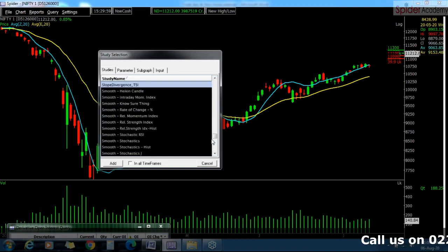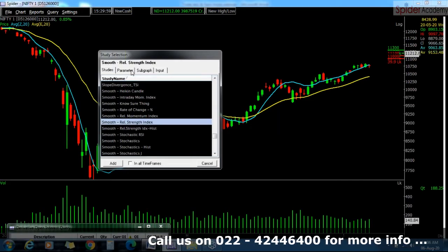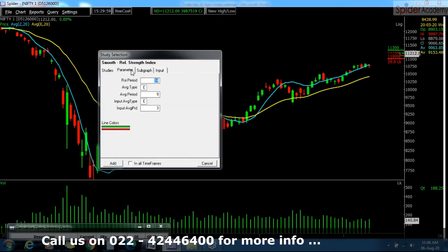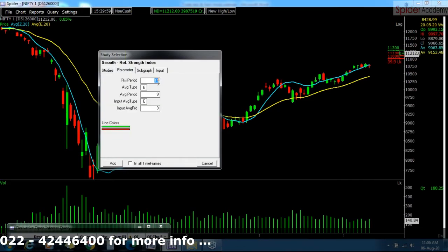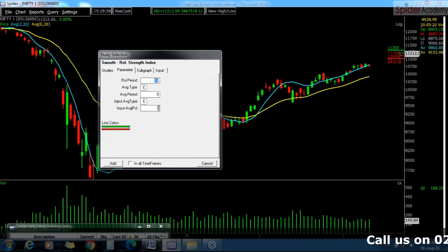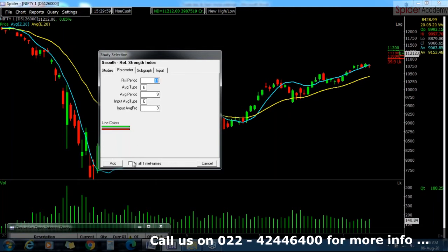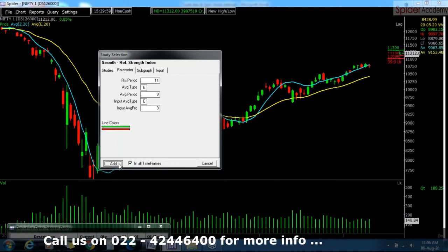So I just press S over here. We have the smooth relative strength index. Here in the same parameters you can come and see that we can set parameters. Right now these are the default parameters, and I will plot with these parameters first to show you. Then I click on all time frames and then I click on add.